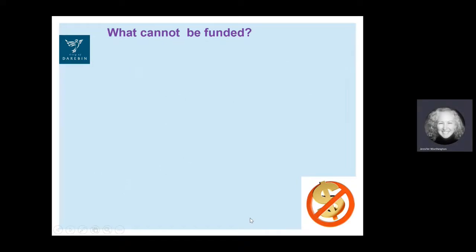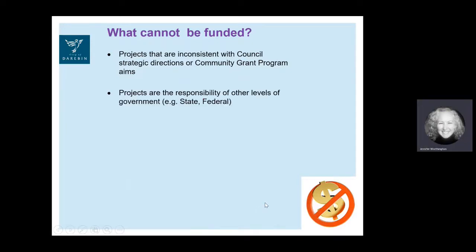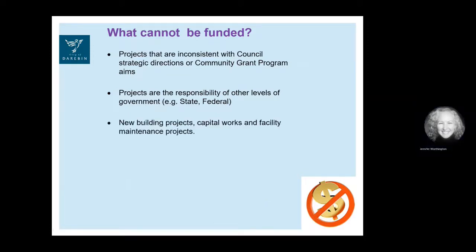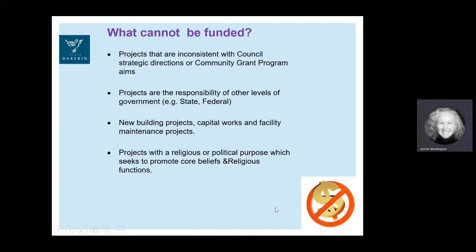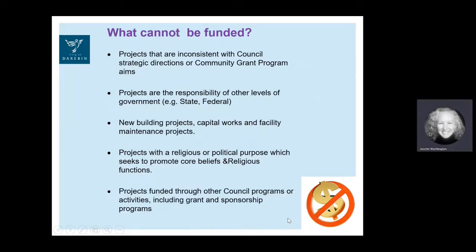So what can't be funded? Projects that are inconsistent with council strategic directions or the community grant program aims. Projects that are the responsibility of other levels of government, so state and federal. New building projects, capital works and facility maintenance projects. Projects with a religious or political purpose which seek to promote core beliefs or religious functions. Projects funded through other council programs or activities, including grant and sponsorship programs.